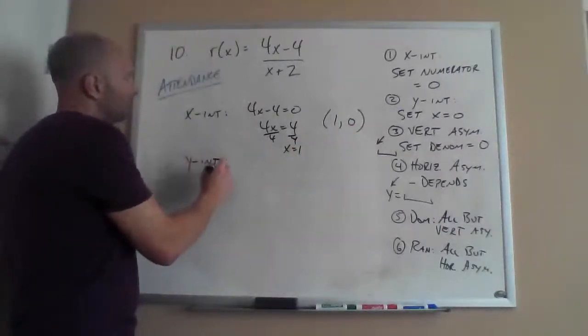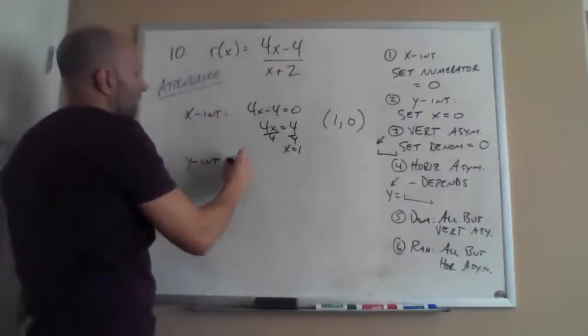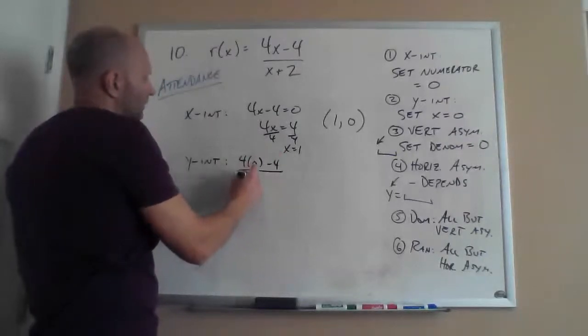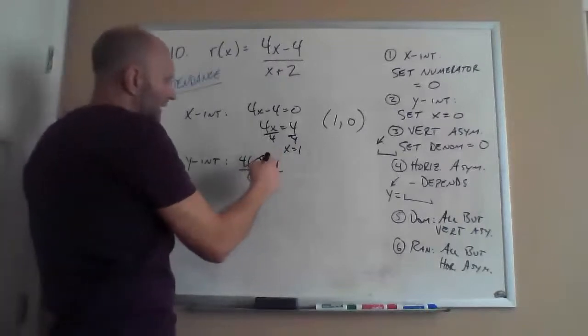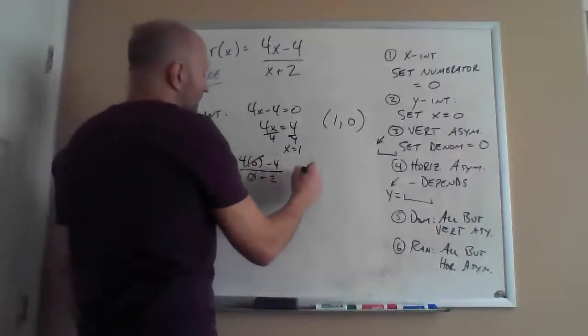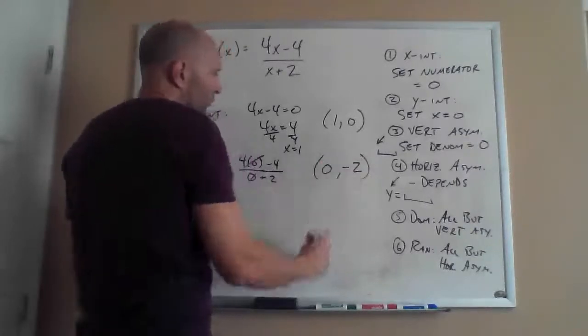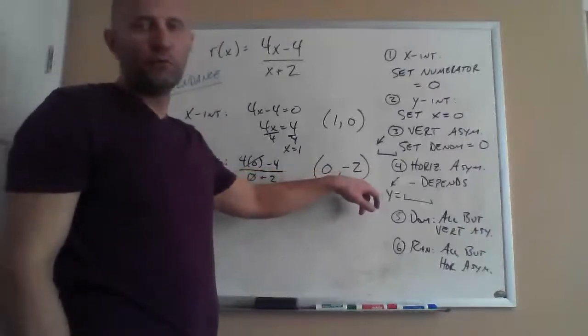For the Y-intercept, we put 0 into this rational function anywhere we have an x. So 4 times 0 minus 4 over 0 plus 2. So these guys are just zeros. So I get negative 4 over 2, which is negative 2. So as an ordered pair, it's going to be x is 0, y is negative 2.